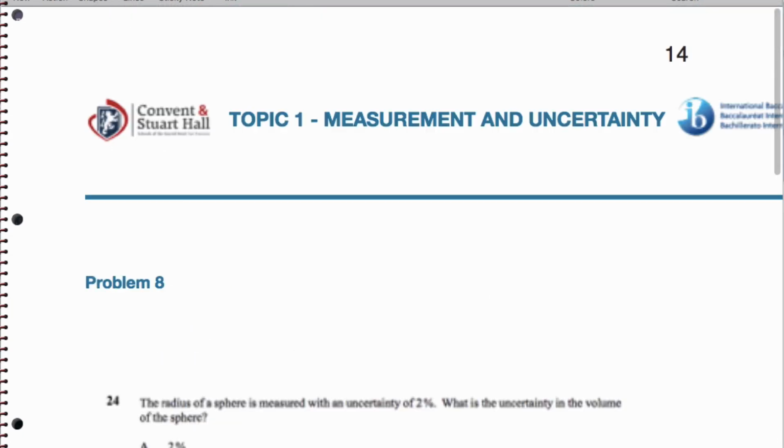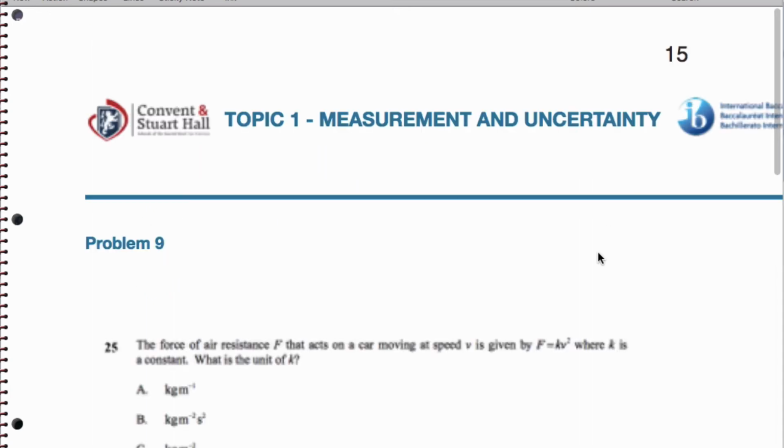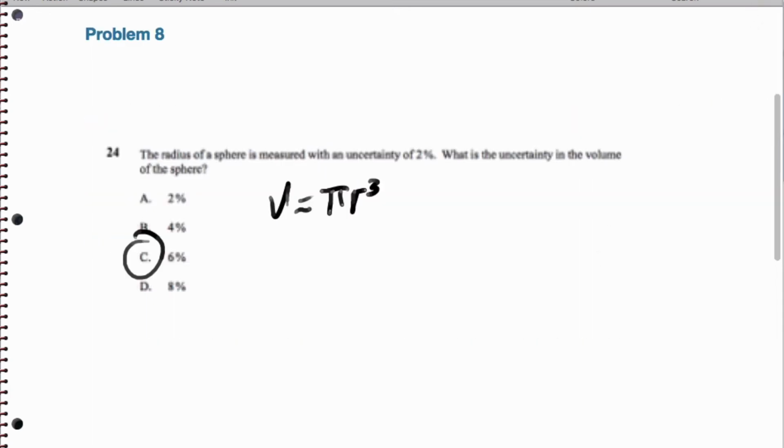All right. Now, the radius of a sphere is measured with an uncertainty of 2%. What is the uncertainty in the volume? So volume is pi r cubed. So we just add up those percentages to get 6% error. Just to be clear, that's going to be 2% plus 2% plus 2% because we have 3 r's multiplied together. And that's how I'm getting 6% error.